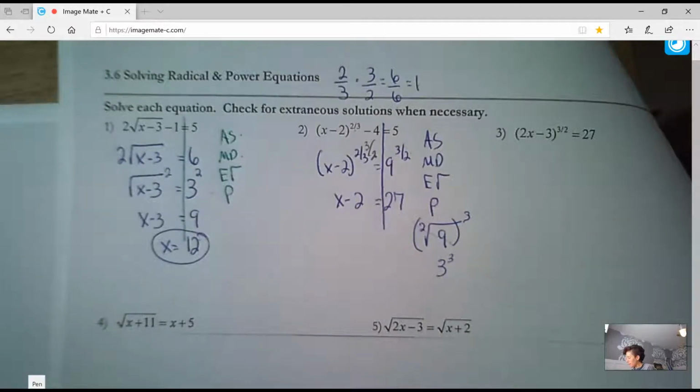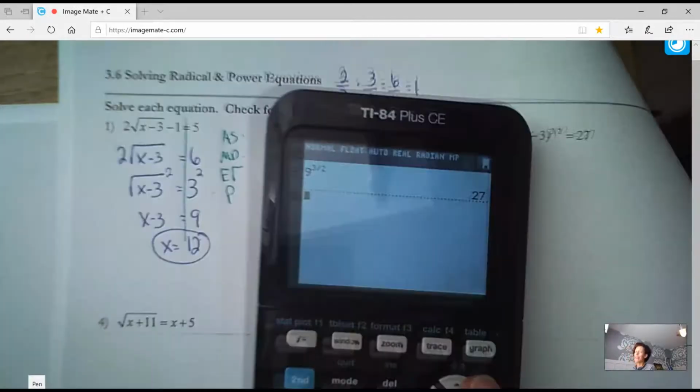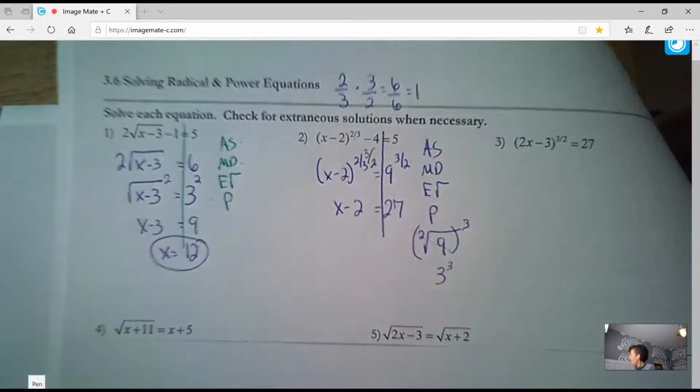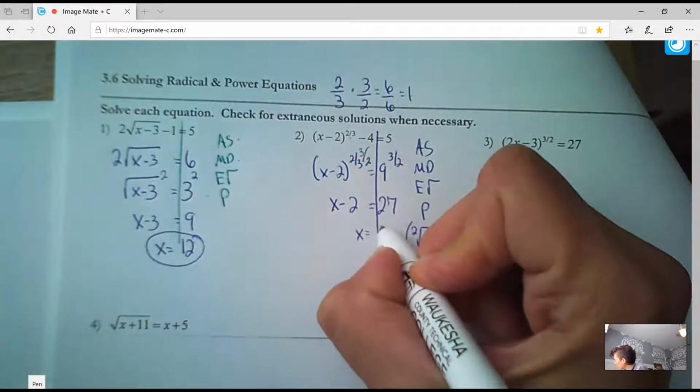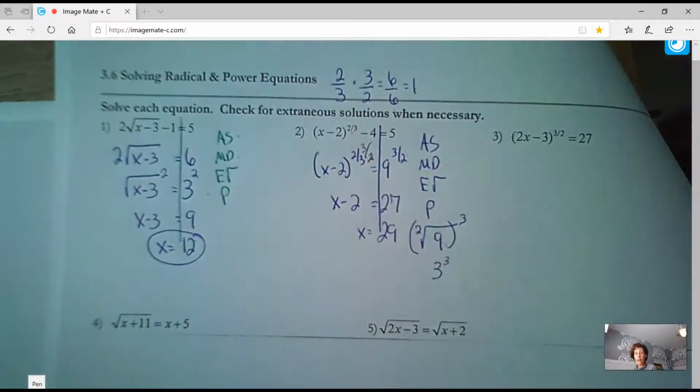Let's see. What did I do wrong? Sorry, I didn't put 9. I put my answer to the 3/2 power. Okay. Then we get 27. All right, and then from there, I'll just add 2, and we get 29. So does 29 really work?